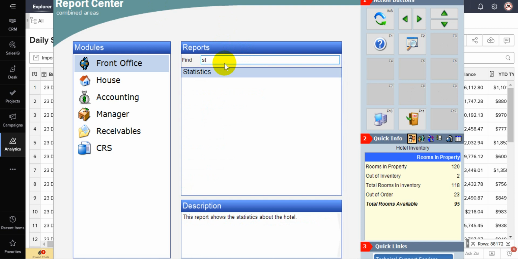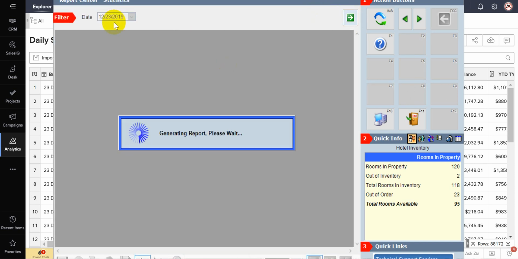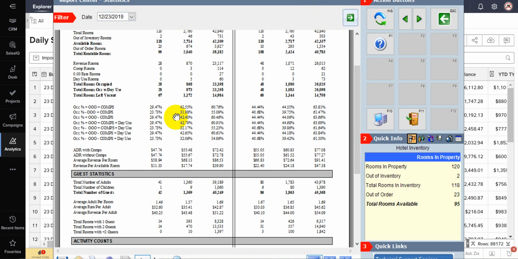So if we go to front office reports and then statistics, it's going to be very similar again. By default, it shows the previous night's information, and then same thing here. We're going to see what the occupancy is, what the ADR is, and what the RevPAR is and stuff like that. So these capture pretty much the same information.